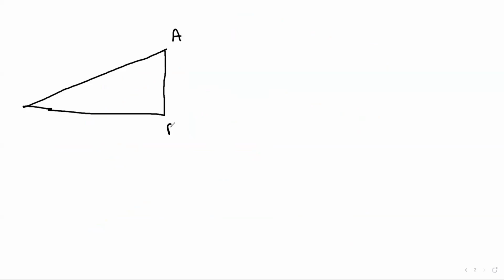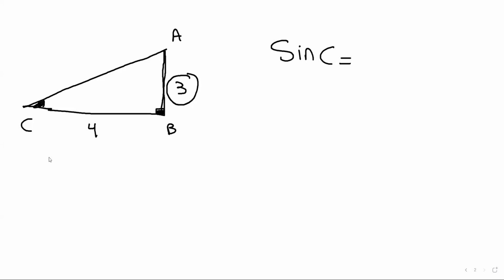This triangle is right at B. This side is 3, and this side is 4. And I want to get sine C. So to get sine C, sine is the opposite over hypotenuse. What is the length of the opposite side? The opposite side is 3. I'm talking about angle C, so the opposite to C is AB.